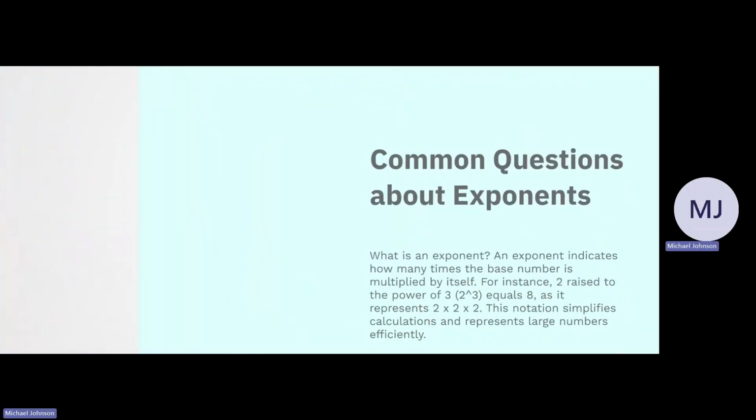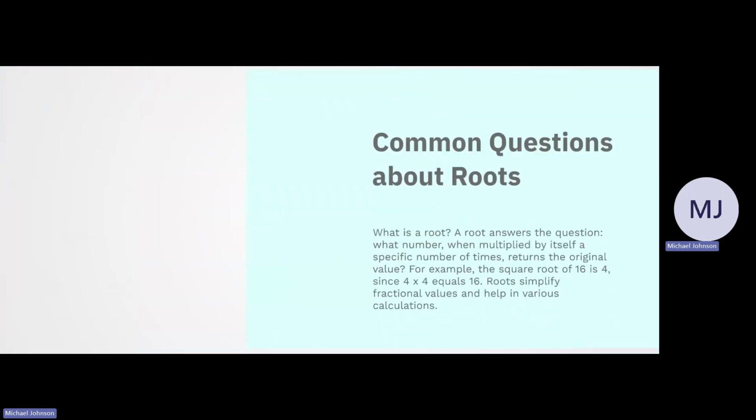Common questions about exponents. What is an exponent? An exponent indicates how many times the base number is multiplied by itself. For instance, 2 raised to the power of 3, (2 to the 3), equals 8, as it represents 2 times 2 times 2. This notation simplifies calculations and represents large numbers efficiently.